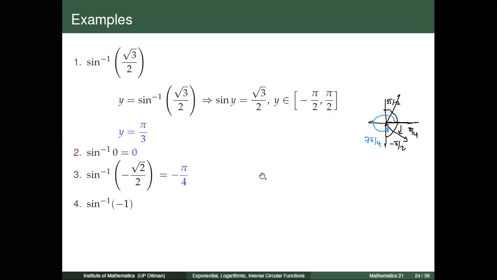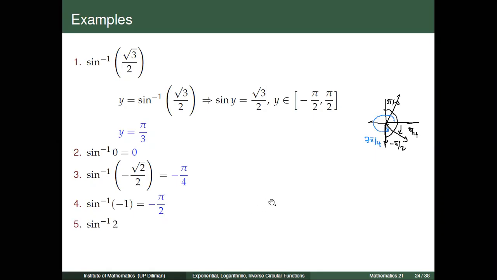Next, what about the inverse sine of negative 1? Which angle from negative pi over 2 to pi over 2 has a sine value that's equal to negative 1? It's negative pi over 2. And I hope, again, it's clear why the answer is not 3 pi over 2. Our answer should come from this range.